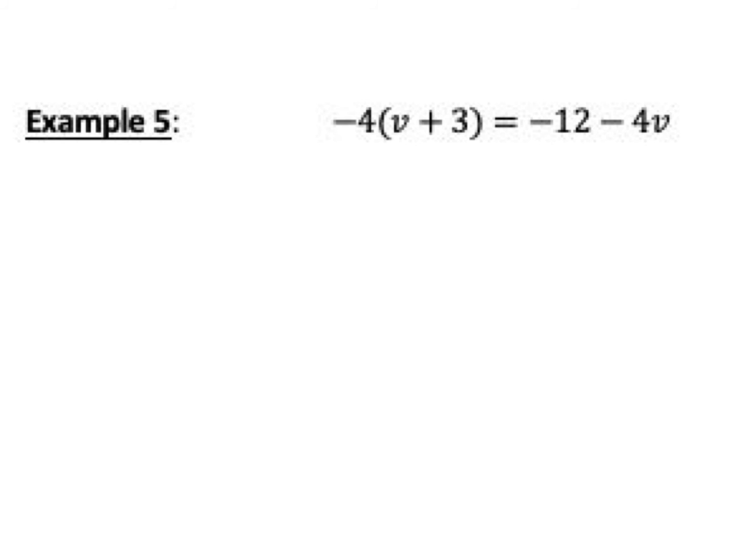All right, let's keep on moving and let's look at it. So we're going to take -4 multiplied by v. So it's -4v. Then we're going to have -4 multiplied by 3. -4 multiplied by 3 is -12. We're going to have -12, -4v.